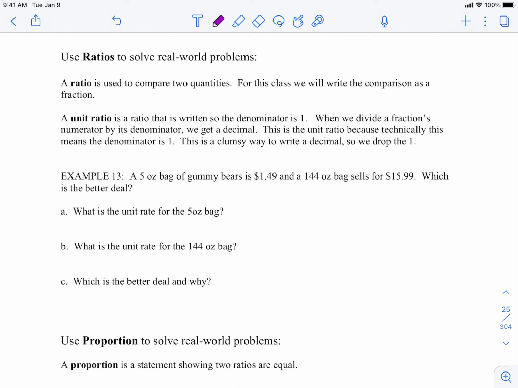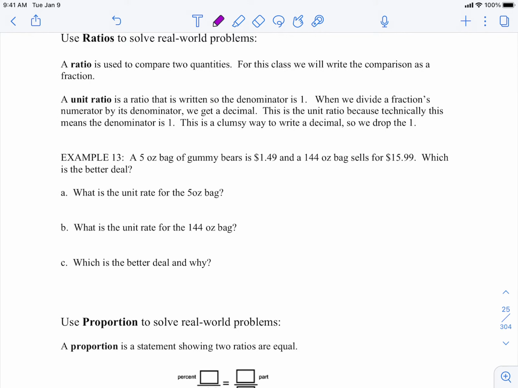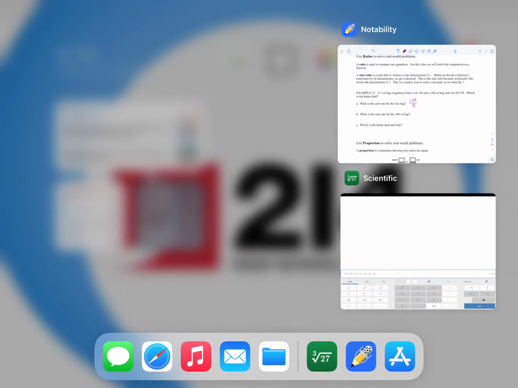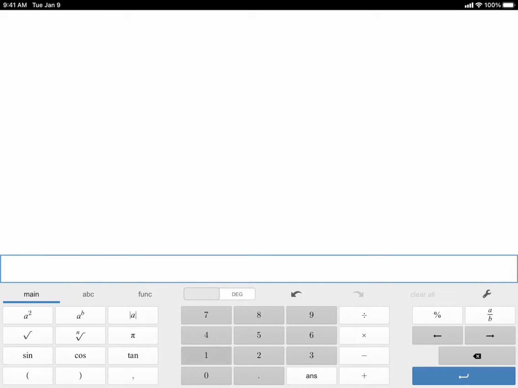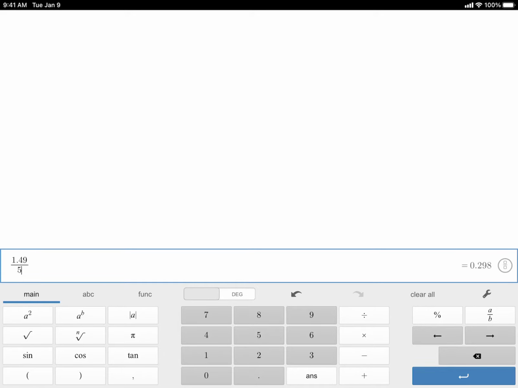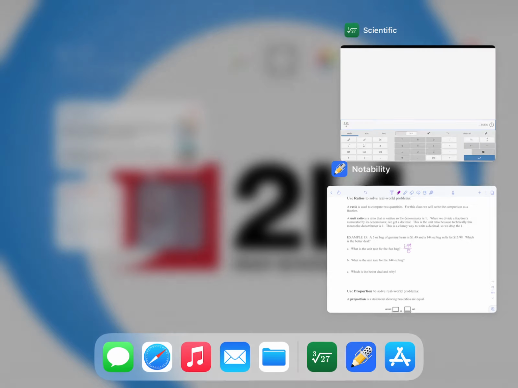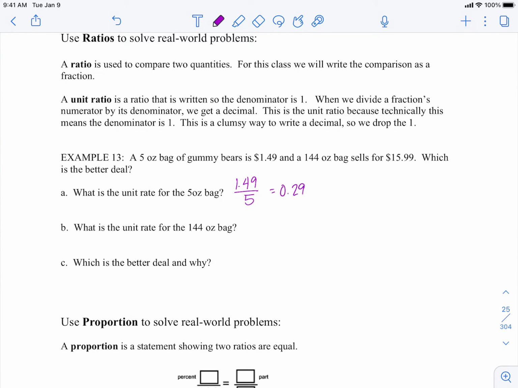So a 5-ounce bag of gummy bears is $1.49 and a 144-ounce bag sells for $15.99. Which is the better deal? First we have to find the unit rate for the 5-ounce bag. So I'm going to do 1.49 divided by 5, which is 0.298. So that's 0.298 per ounce. If we rounded that, that'd be about 30 cents per ounce.